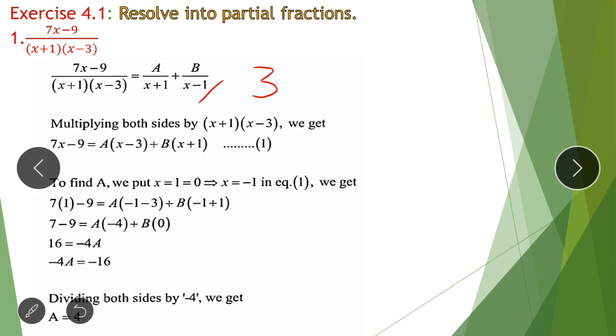Now in order to eliminate this fraction, we have to multiply both sides by the LCM, x plus 1 and x minus 3. When it is multiplied by the LCM, this one will get cancelled and we will just have 7x minus 9, and x plus 1 with x plus 1 will get cancelled, and with A we have x minus 3, and with B, x minus 3 with x minus 3 will get cancelled and we will have x plus 1. So we can name it equation number 1, and equation number 1 is an identity equation which will be satisfied by all the values of x.